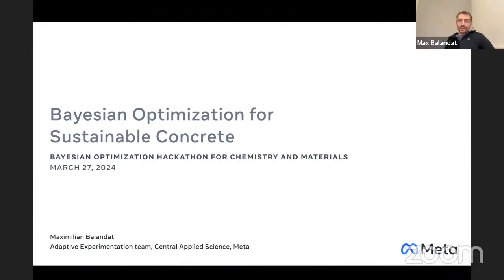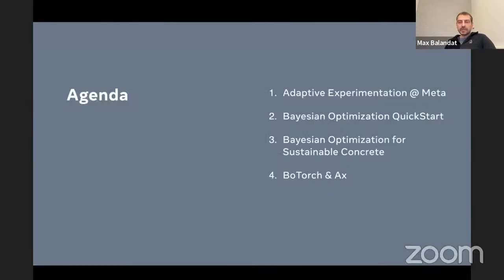Interestingly, I learned this morning that apparently there's a project on Bayesian optimization for sustainable concrete as part of this hackathon. So excited to hear about that because that's what I'm going to be talking about too today. I'm Max. I support a research team at Meta, the modeling optimization part of the adaptive experimentation team. We've been at this for a while. I'll talk a little bit about us very briefly.